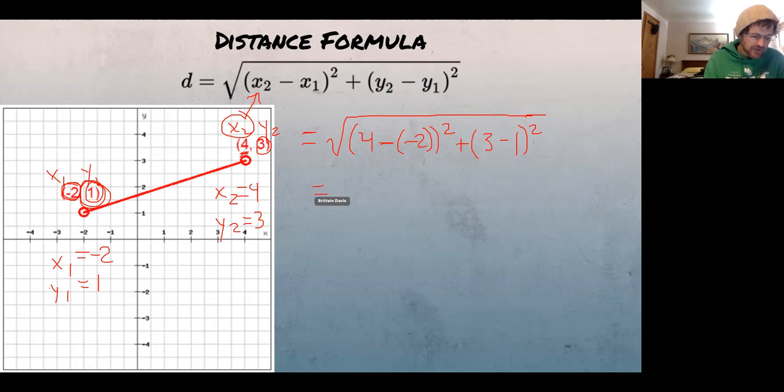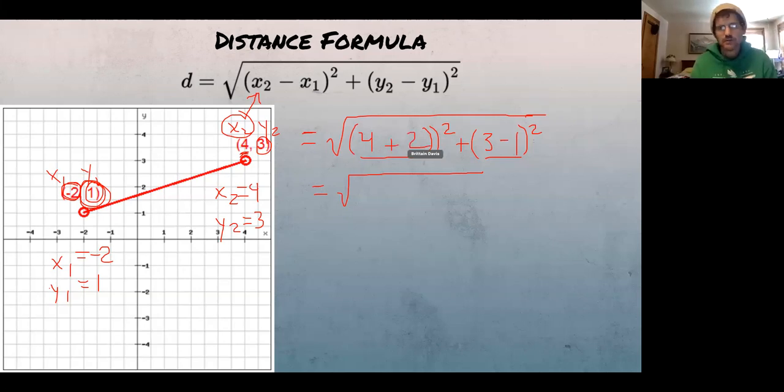Instead, what I want to do is look just inside the parentheses to start off with. 4 minus -2. Now, if I'm subtracting a negative, that's the same as adding 2. So 4 minus -2 is the same as 4 plus 2. And hopefully you remember that from years past. So 4 plus 2 is just 6 squared. Plus, now 3 minus 1, we know that's just going to be 2 squared.